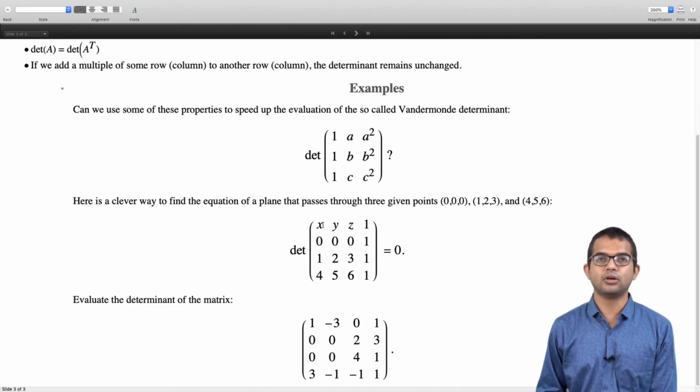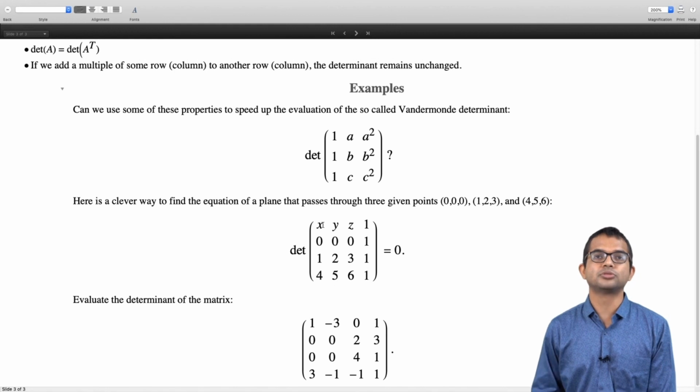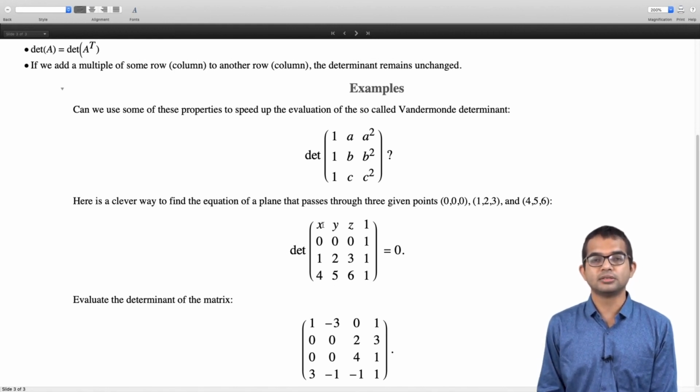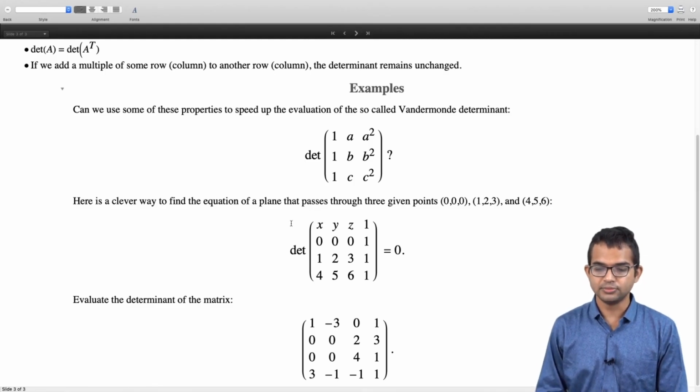So all three points definitely lie on the plane that we have found, and it is the equation of a plane which passes through these 3 points, so it must be the equation of the plane that we are interested in. So that's the argument. It's a clever use of the properties of determinants.